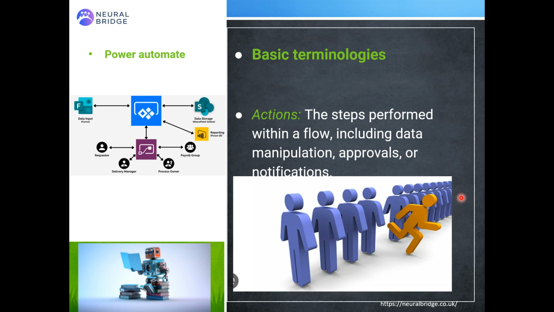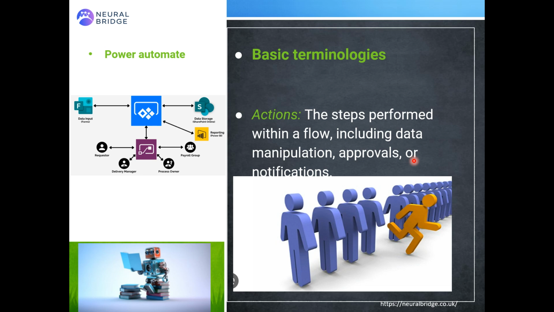Now let's move to actions. So actions, the steps performed within a flow, including data manipulation, approvals, or notifications. So let's say the same flow that I already explained. So let's say an employee requests an absence, and then we need to send a mail to the manager informing him that his employee requested the absence. And then if the manager approves the absence, the employee needs to be notified that the absence has been approved, or in the opposite case, he will be notified that his absence has been rejected. So these are the actions.